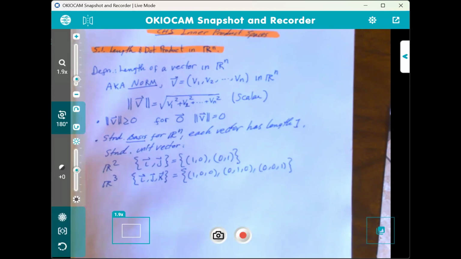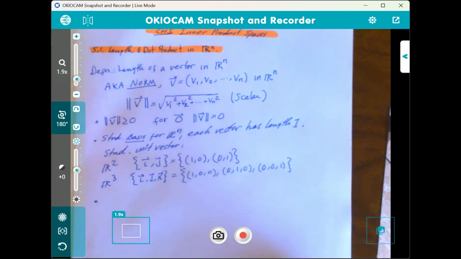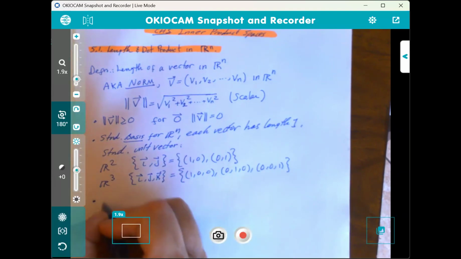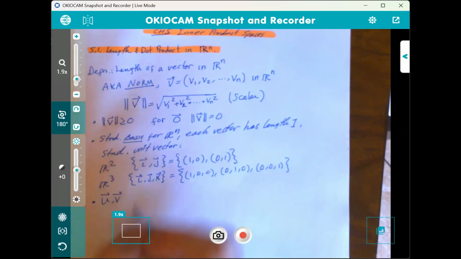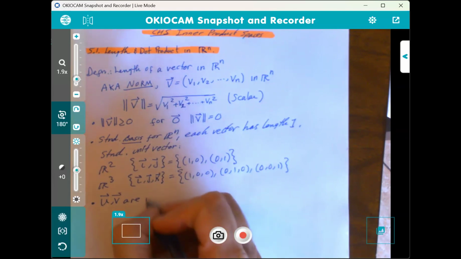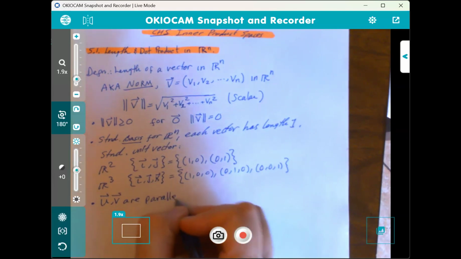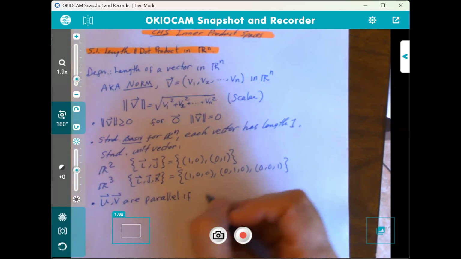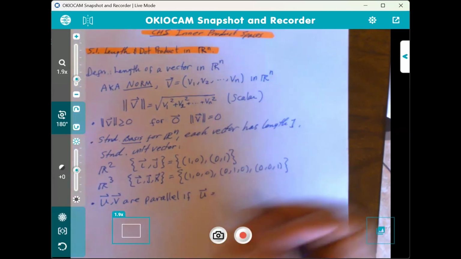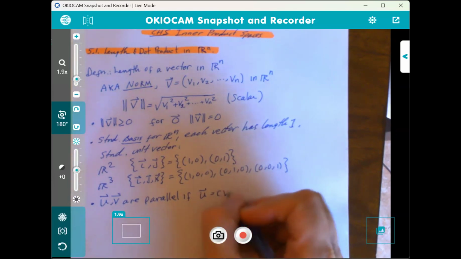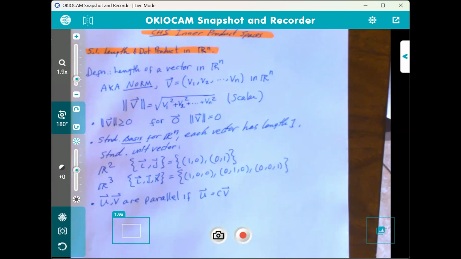All right. Now, often we talk about vectors that are parallel. So what makes two vectors parallel? So suppose I have two vectors, u and v. These two vectors are parallel. That means they either go in the same direction or in the opposite direction. So symbolically, that means we can write one vector as a constant multiple of another vector. So that's the definition of parallel vectors for us.